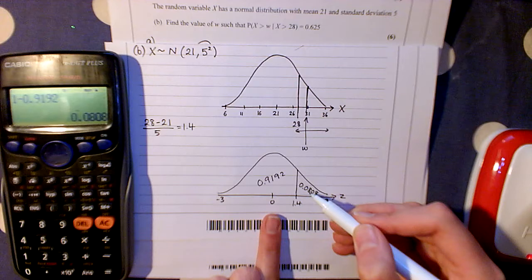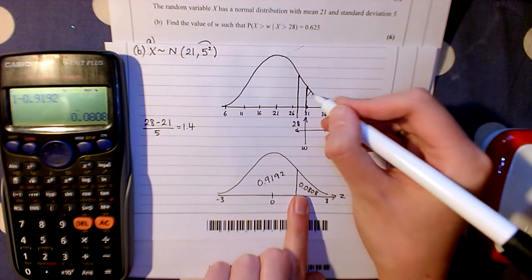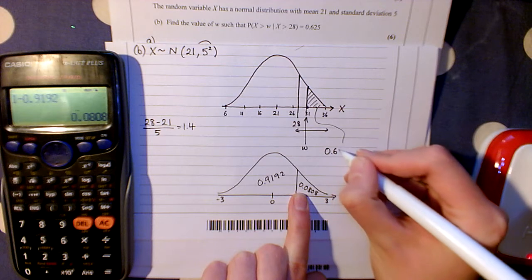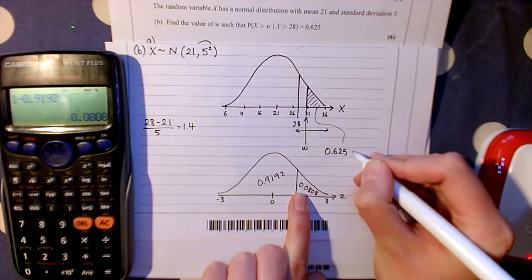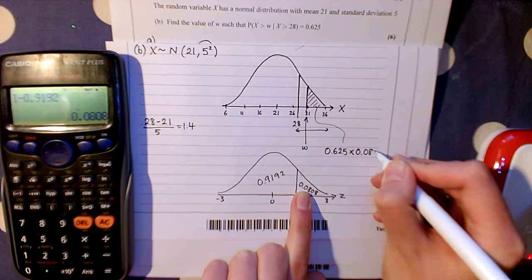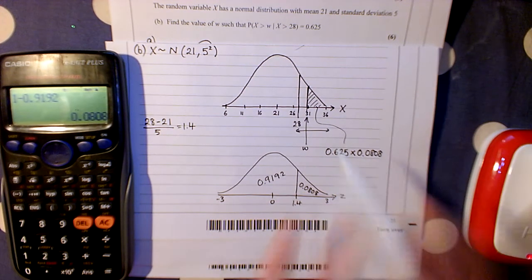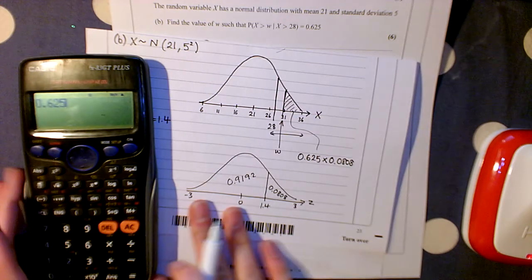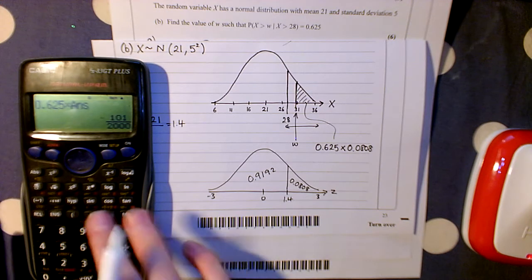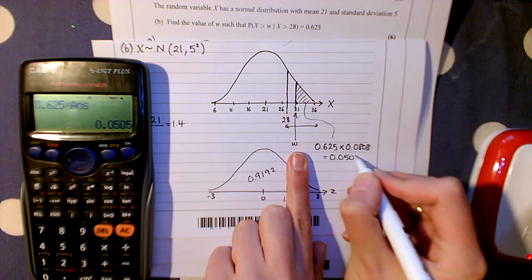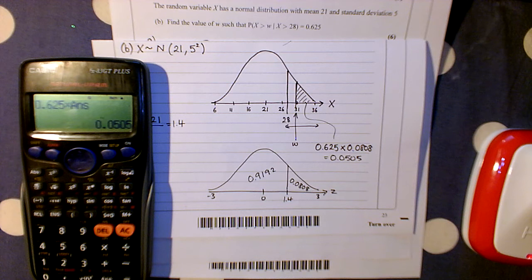Now, this part is 62.5% of this. So the way that we're going to find this section here is we're going to do 0.625, 62.5% of this number. And that's going to tell me that shaded section there. So that's 0.625 multiplied by the answer. So that's 0.0505.